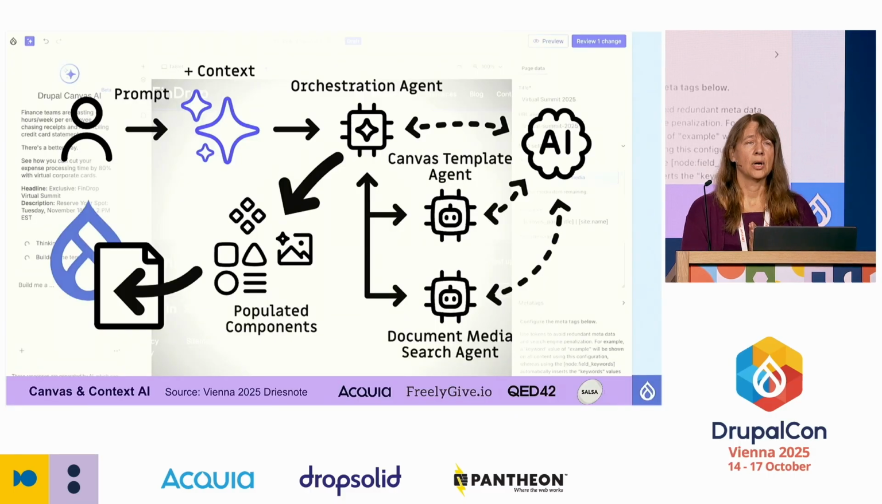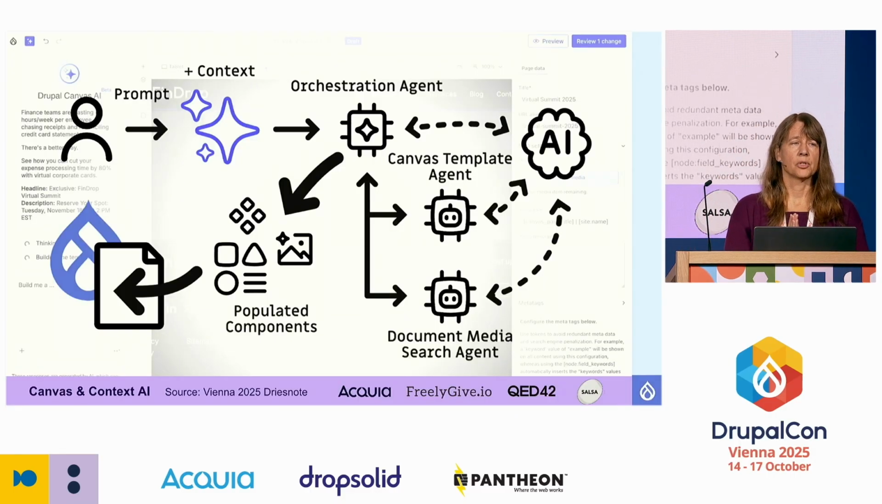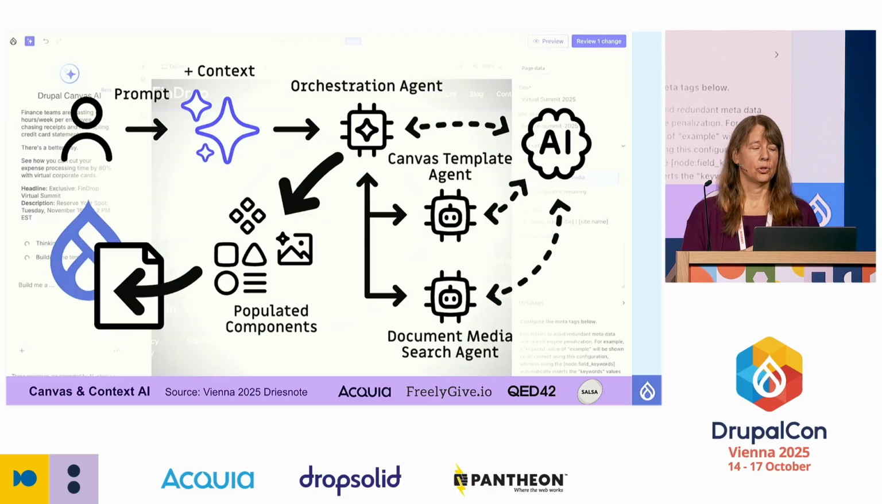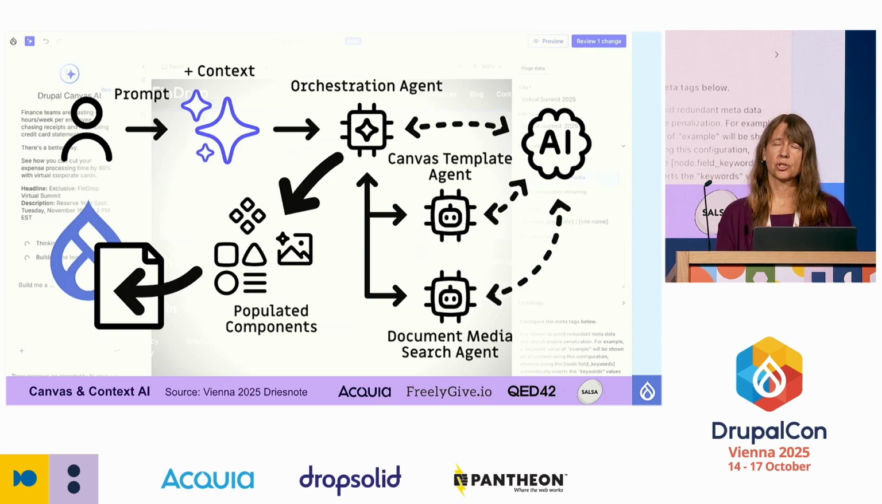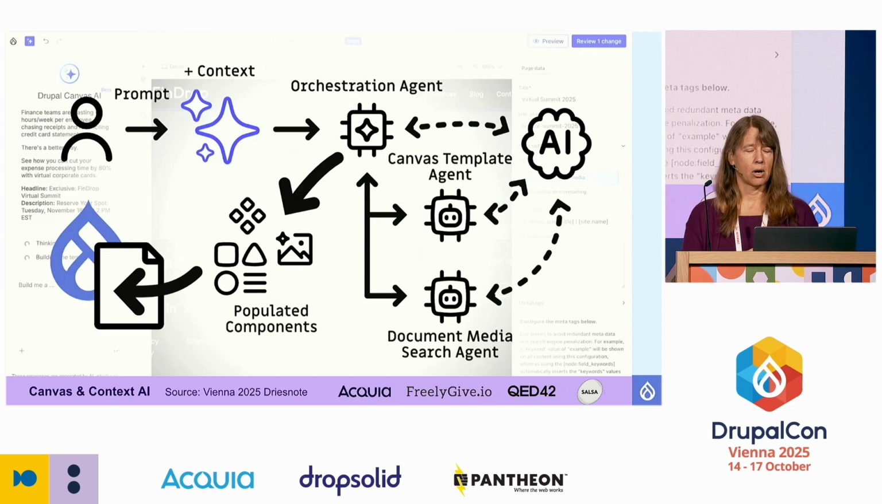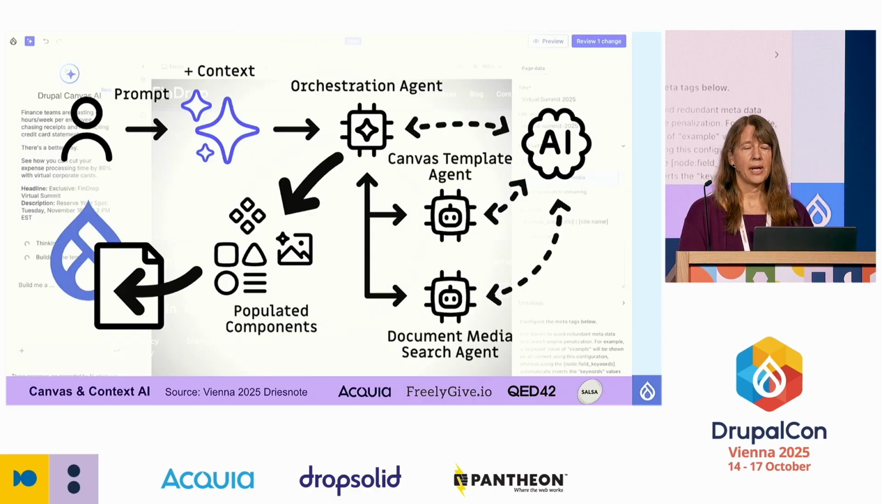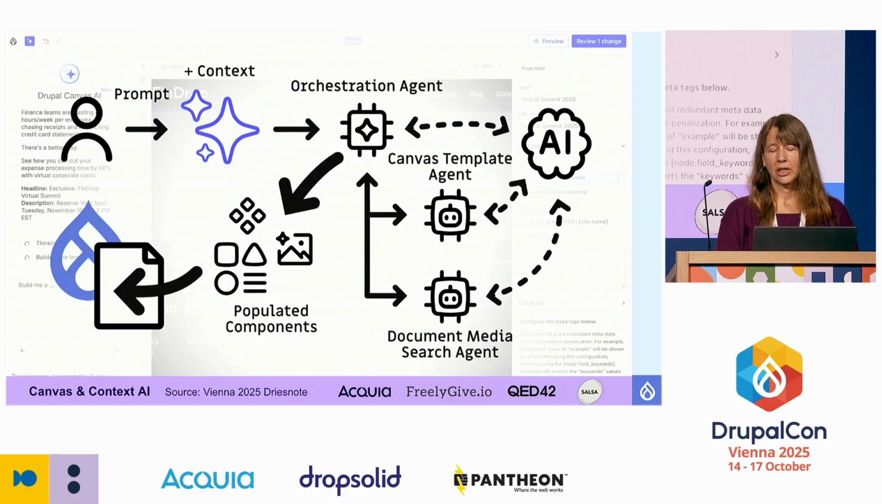And also, the Canvas AI team was formed in the middle of the year, and they started figuring out how to integrate AI into Canvas in a fun and useful way. A number of organizations were involved. It has been primarily led by Acquia, but QED42 has been very active in that space, and it has been supported by FreelyGive, and Salsa has also played a role in that AI space.